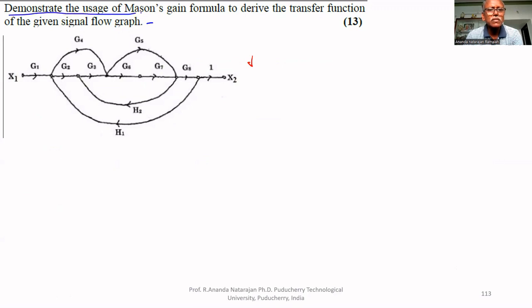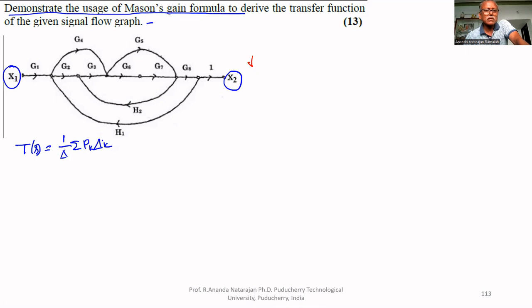Demonstrate the usage of Mason's gain formula to derive the transfer function of a given signal flow graph. What is Mason's gain formula? The transfer function P is equal to 1 by delta, sigma Pk delta k. We have to find the k. k is the number of forward paths. Here, X1 is the input, X2 is the output.